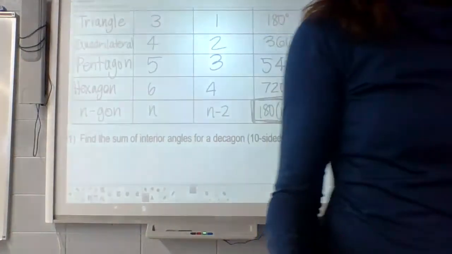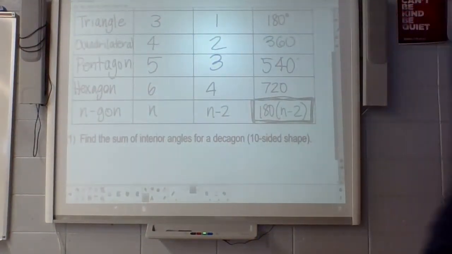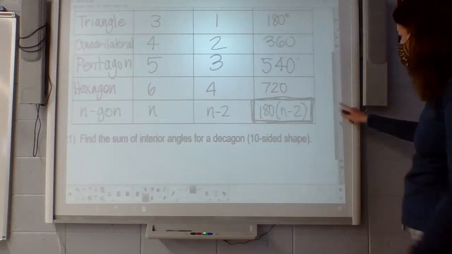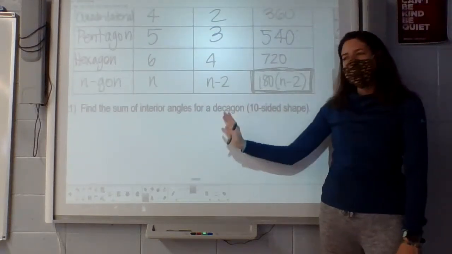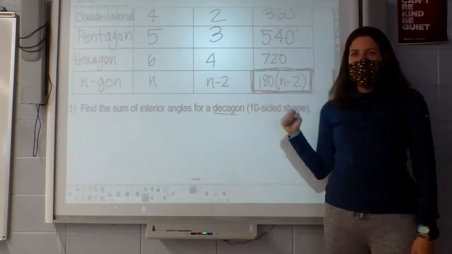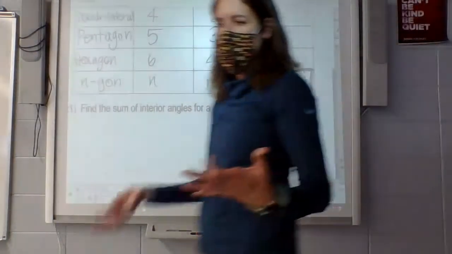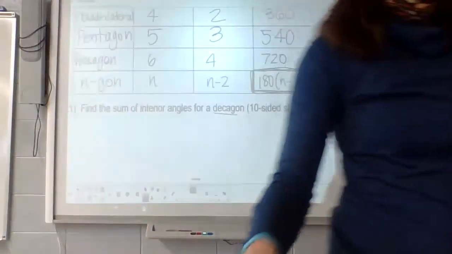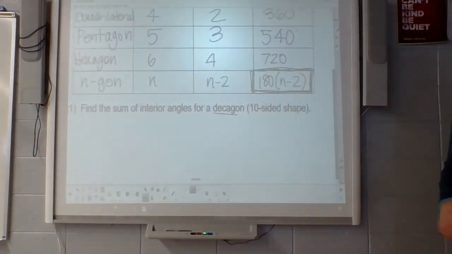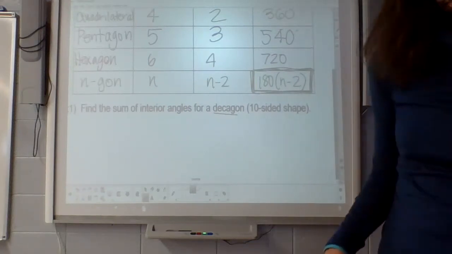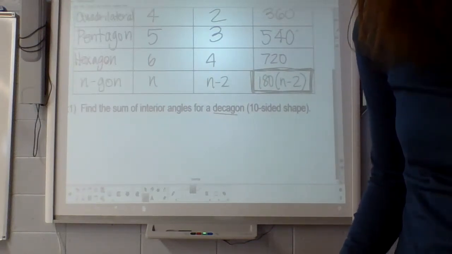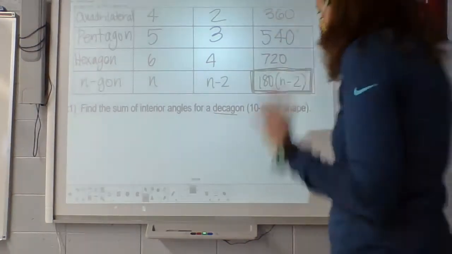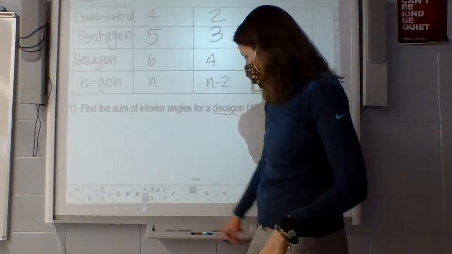So it says find the sum of the interior angles for a decagon, which is a 10-sided shape. I'll try to give you the name of the shape and how many sides. If you ever have to Google it, feel free. Don't feel like you can't look that up. Now you could try to draw a decagon and draw the triangles, but a decagon's pretty hard to draw freehand.